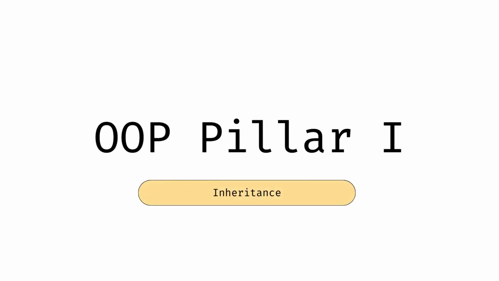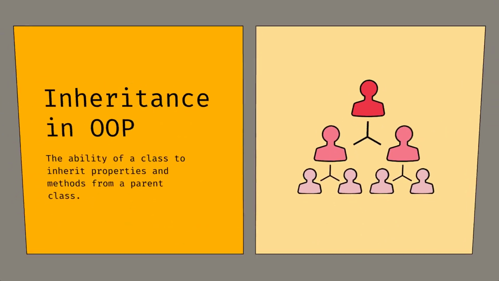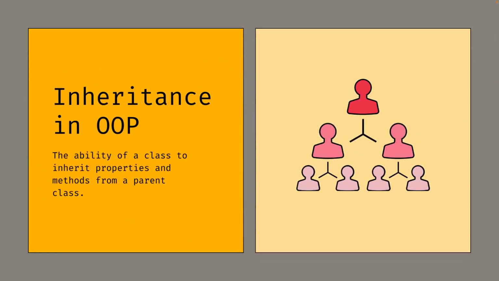In this video, we'll be focusing on the first and probably the most famous pillar of OOP, inheritance. Inheritance is the ability of a class to inherit properties and methods from a parent class. This allows you to create a hierarchy of classes, where child classes can inherit and extend the functionality of their parent classes.